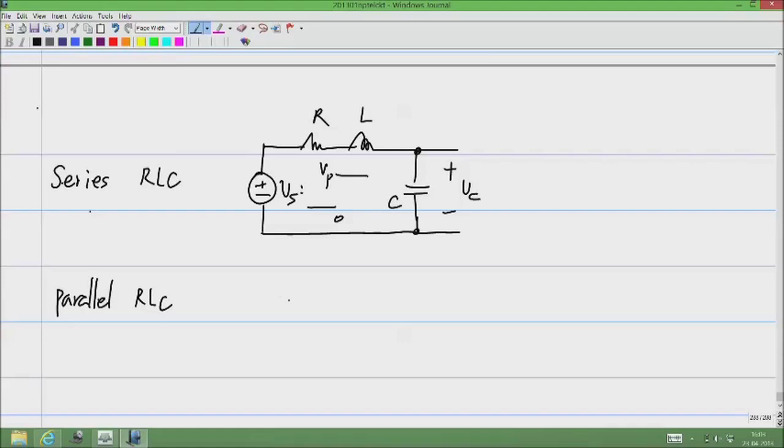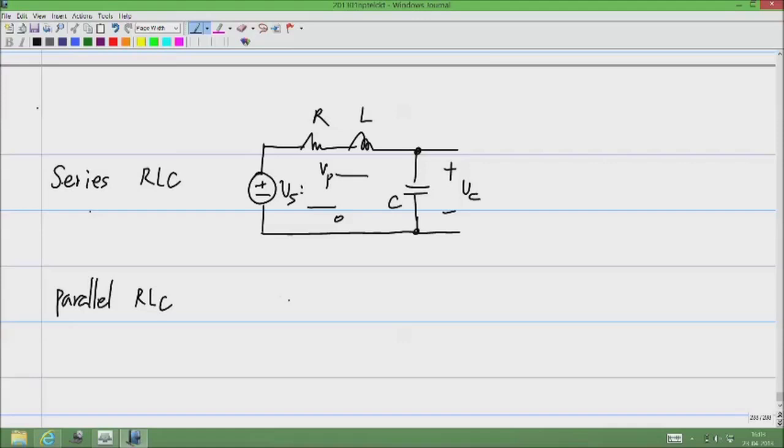Okay. If I consider a parallel RLC circuit which is nulled, the quality factor of this is R times square root of C by L, and if R tends to infinity, Q tends to infinity. And in the circuit, we will have only L and C in parallel with each other.